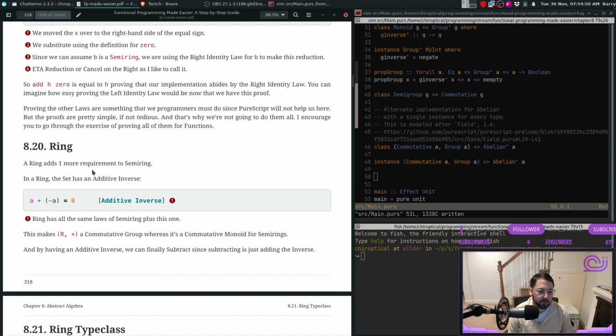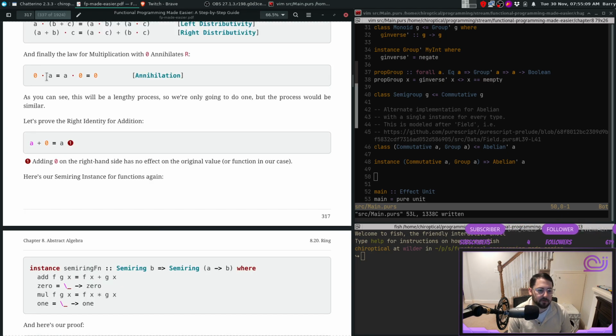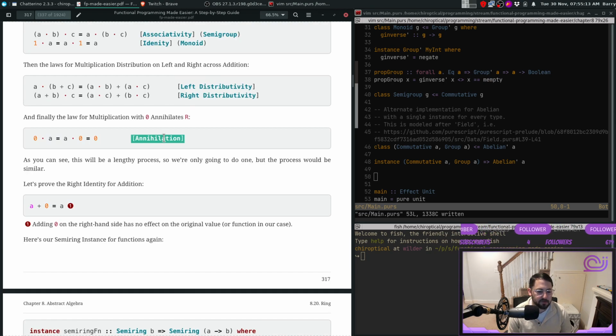A ring adds one more requirement to a semi-ring. In a ring, the set has an additive inverse. Oh, is this the group? Yeah, okay. So the annihilation thing is not a group because that's not an inverse. I misinterpreted this annihilation piece as being an inverse.